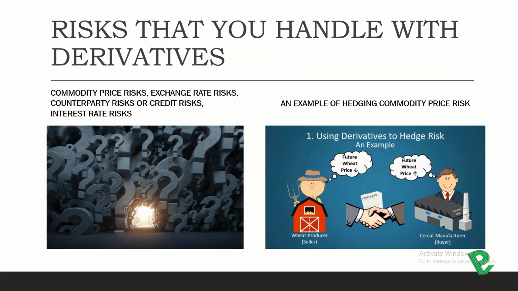Risks that you can handle with derivatives could be one of the following or a combination of the following: commodity price risks, exchange rate risks, counterparty risks or credit risks, or interest rate risks. A very good example of hedging commodity risk can be seen on the diagram on the right hand side. Here we can see that wheat is being sold at a future price by a seller who's trying to fix his profit or hedge his profit, while the buyer is trying to fix his wheat price and thus safeguard the price of his raw materials used.